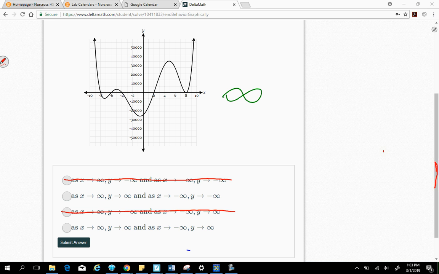So now we have to look as x goes to negative infinity. It goes to infinity. So as x goes towards negative infinity, means I'm going to ride the roller coaster the other direction, going backwards, negative x going this way. So I'm going to ride the roller coaster starting here.